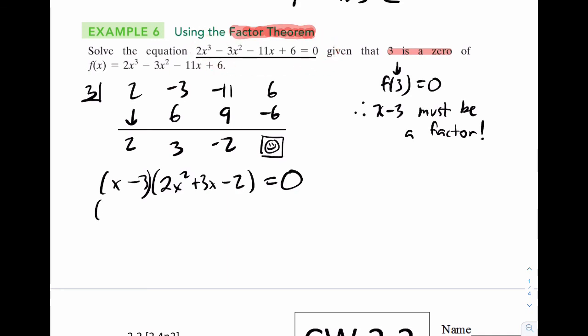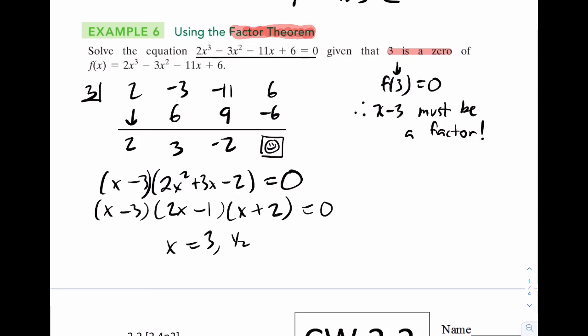Now we just keep going. Let's factor that second piece right there. That would be 2x minus 1, x plus 2. So x would equal 3, 1/2, and negative 2. Now it did give you 3, but it's a good habit just to write it here just to make sure you don't forget. And that's it.